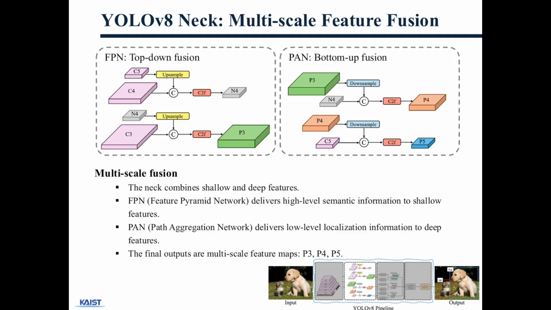The final outputs of the neck are P3, P4, and P5. These are multi-scale feature maps used by the detection head. P3 is usually more useful for small objects, P4 for medium objects, and P5 for large objects. The key idea is that YOLO V8 does not rely on a single representation. It builds a multi-scale representation so that detection can be robust across object sizes.